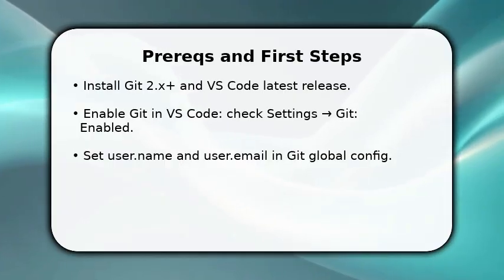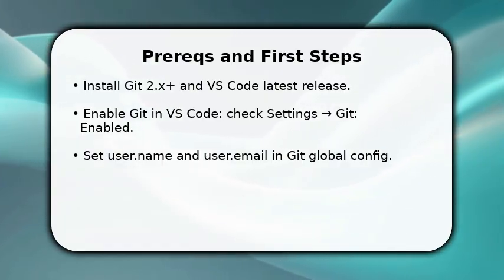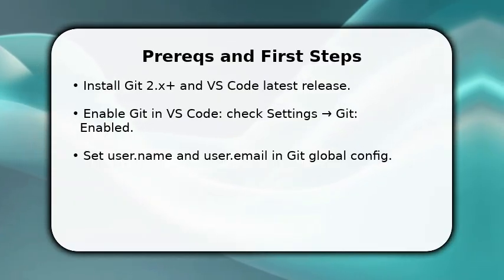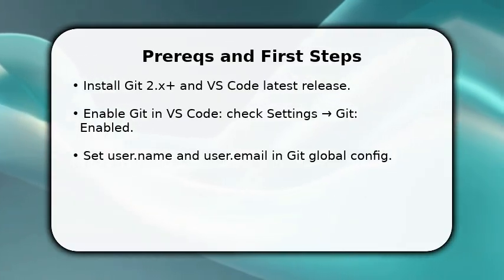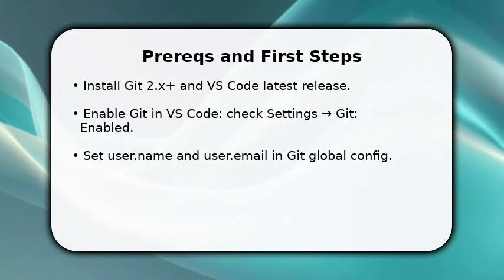You start by confirming prerequisites: Git installed and VS Code available. Open a terminal and run git --version to verify. If missing, install Git for your OS. Once done, launch VS Code and enable the built-in Git extension in settings.